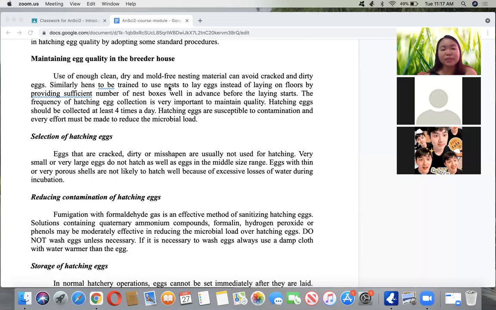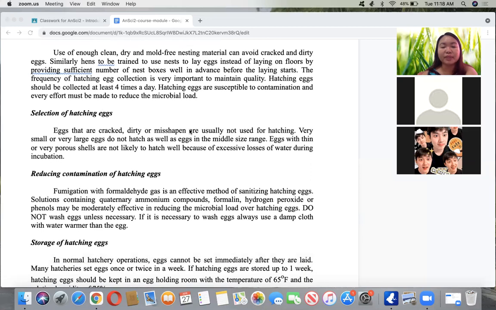And also, hens should be trained to use nests to lay eggs instead of laying on the floors, by providing a sufficient number of nest boxes in advance before they start to lay. So, i-provide mo lang para ma-train mo sila before sila mag-lay ng eggs. So, ang frequency naman ng hatching egg collection is also very important in the quality. So, they should be collected 4 times a day. No? Ganun pala. And hatching eggs are susceptible to contamination and every effort must be made to reduce microbial load.